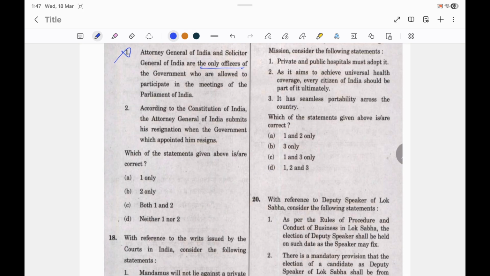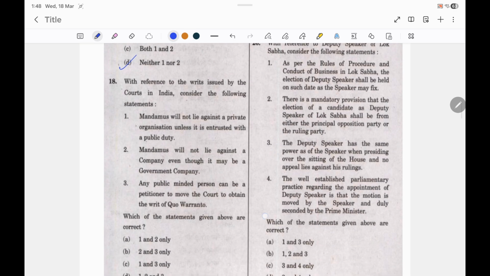According to the Constitution of India, the Attorney General of India submits his resignation when the government appoints him, resigns. So this is also not correct because it is not mandatory. Generally, he resigns. The article in which the Attorney General is mentioned is Article 76. He works at the pleasure of the President. The answer to this question will be option D, that is neither one nor two.